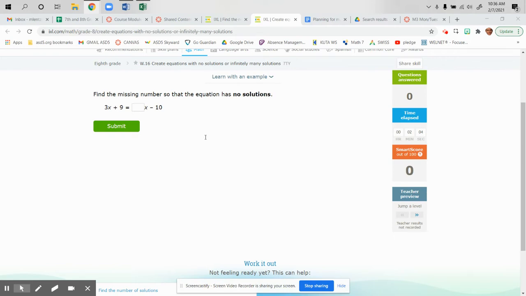So this one, pay attention when it asks you, because it goes back and forth. So make sure you don't think it always asks you the same question. This one says no solution. So that means I need there to be a 3x over here. And it's saying what number has to be right here to make it so there's no solution.